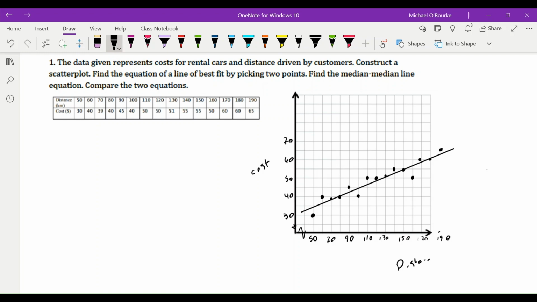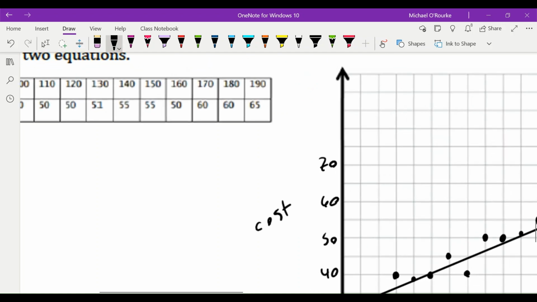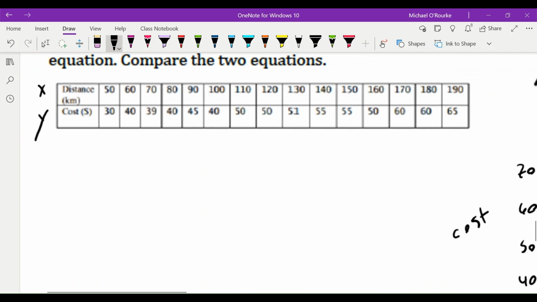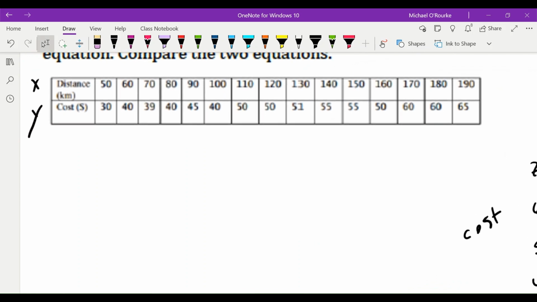So the first thing we have to do is arrange our data from smallest to largest using the X component. Now, luckily our X's are already lined up from smallest to biggest. So we're good there.